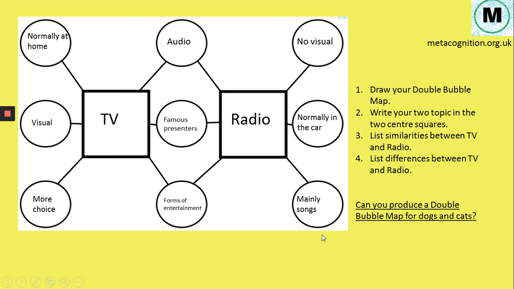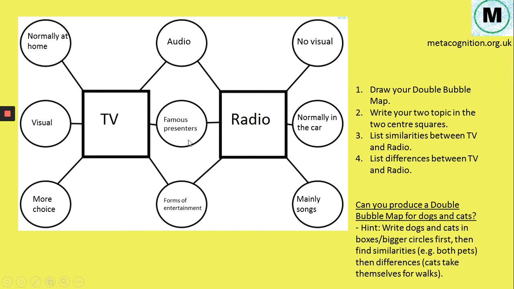So now what I want you to try to do is produce your own double bubble map for dogs and cats. So copy out your template, put dogs and cats into your squares or your big bubbles, and then decide what's the same and what's different, and see if you can get a double bubble map that looks just like mine.